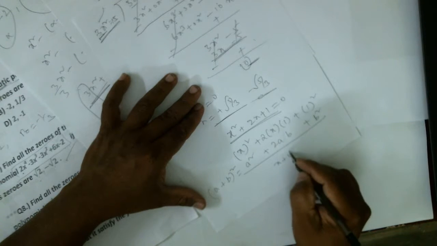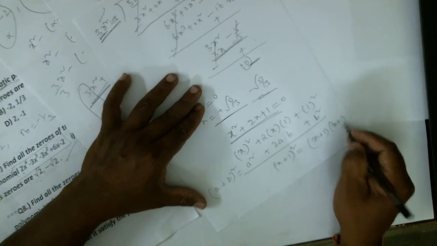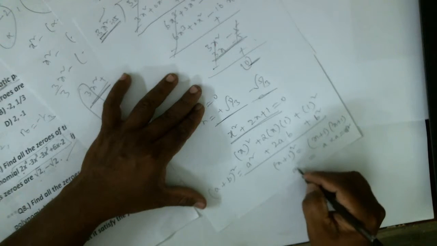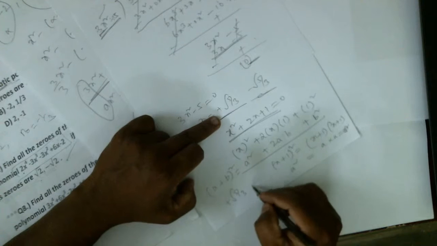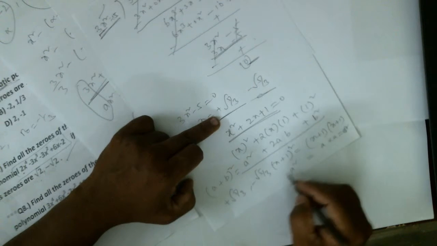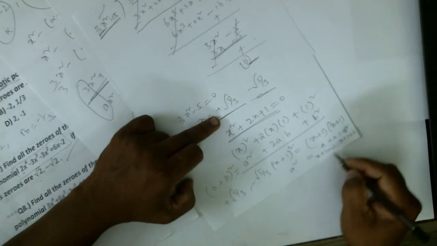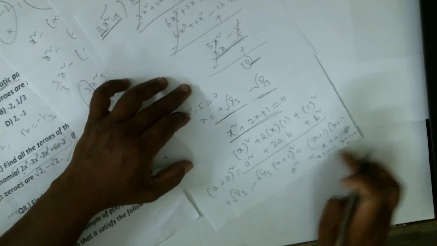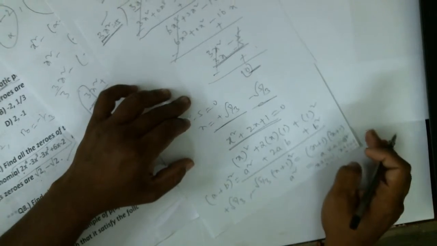So x plus 1 whole square is equal to x plus 1 into x plus 1. Why? Because a into a is equal to a square. So what are the zeros of the polynomial? Plus root 5 by 3, minus root 5 by 3, and next x plus 1 equal to 0, here also x plus 1 equal to 0, then x is equal to minus 1, here also x is equal to minus 1. So here 1, 2, 3, 4, these are the four zeros of the polynomial.